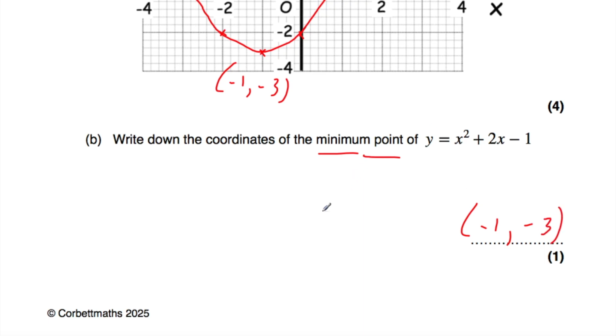Now sometimes the question may be worded in a slightly different way. Rather than asking you for the coordinates of the minimum point, they may ask you for the coordinates of the stationary point or the coordinates of the turning point, and they would all be the same thing, that negative 1, negative 3, where the graph turns or where it's stationary, the gradient doesn't change, or the lowest point, the minimum point. And that's it, negative 1, negative 3.